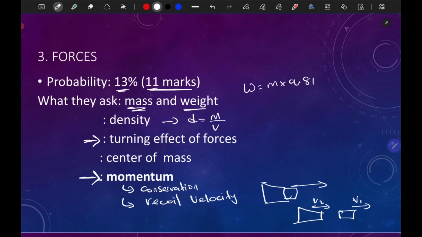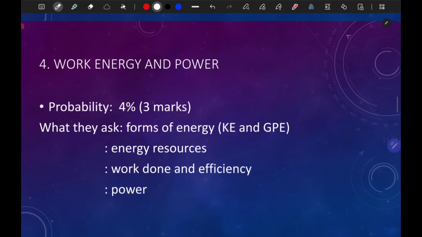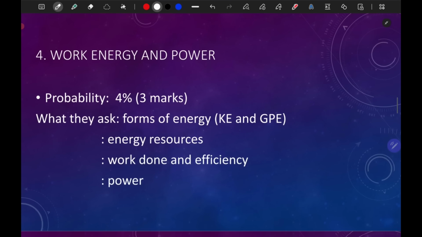So the next topic is gonna be work, energy, and power. So this topic, it has significantly decreased throughout the years. So probability is about 4% and about 3 marks per paper. So 3 marks, that's the average of all the papers combined. But usually what happens is it's usually 6 marks per paper or there's no question on it. So sometimes you can get it, or sometimes if you're lucky, you're not going to get any questions related to work, energy, and power. But in case you do, what can they ask you?